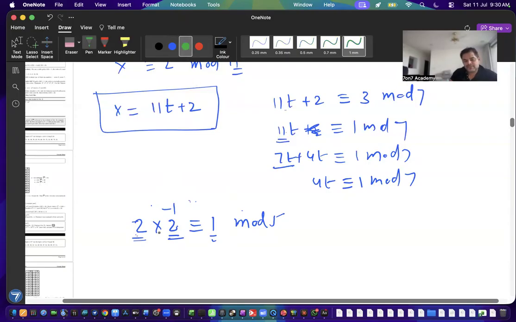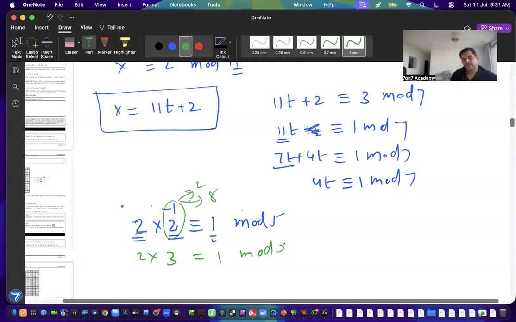In this case, is it 3? If I write 2 into 3, isn't that 1 mod 5? Yes, so this is 3. Can it be another number as well? Yes, you have to get plus 1 only. There are a lot of options. This is the easiest number, but other numbers also fulfill that condition, like 8. If you multiply 2 by 8, you get 16, so 8 is also an inverse of 2. It can be 3, it can be 8, it can be anything.